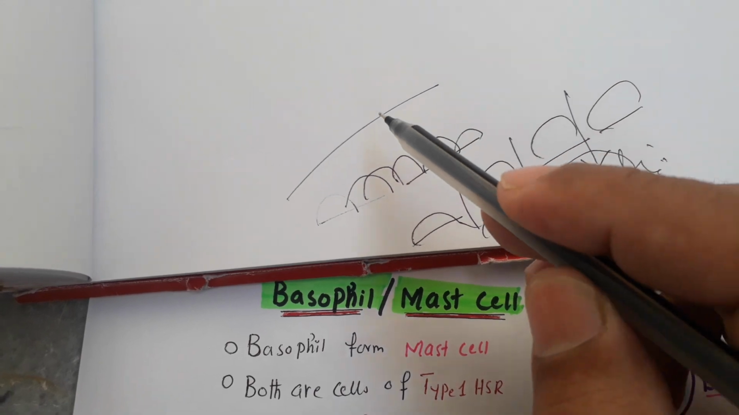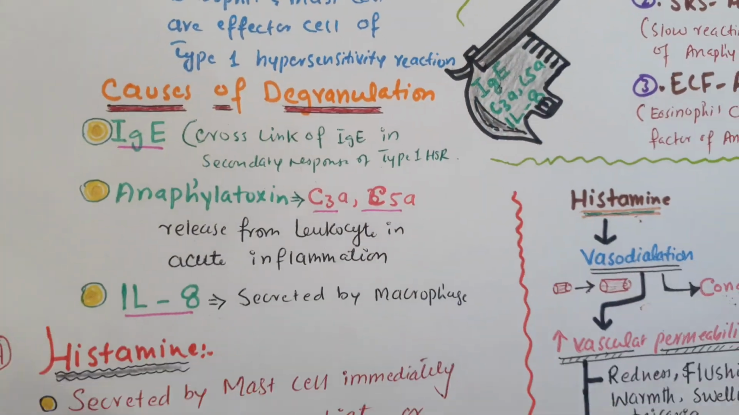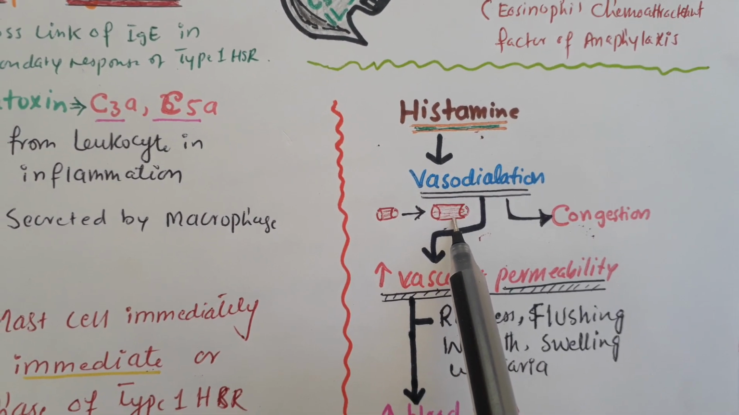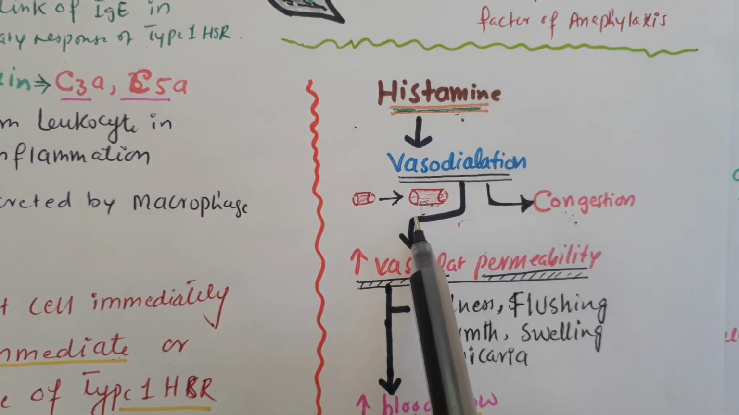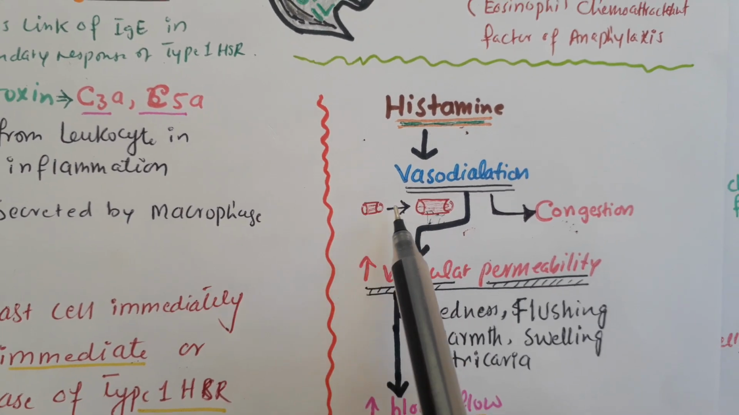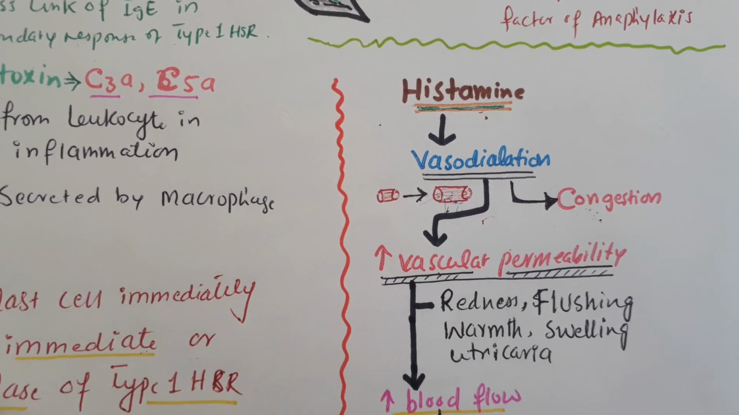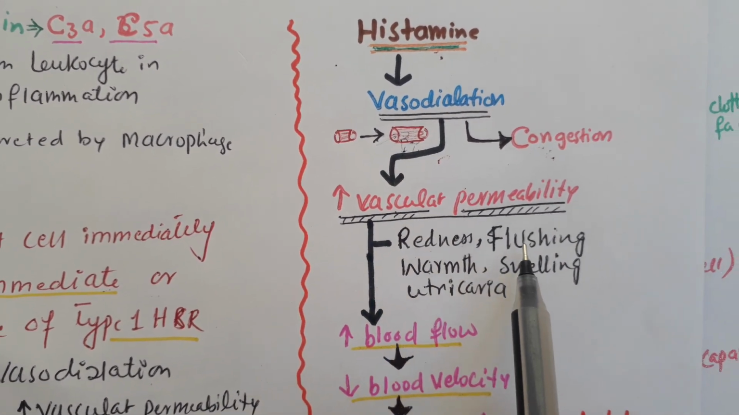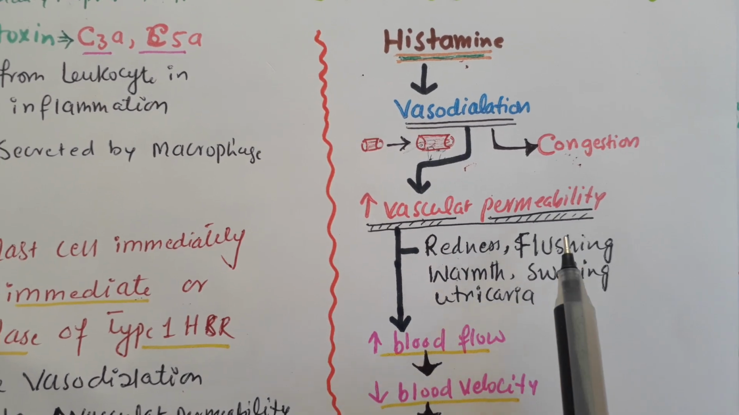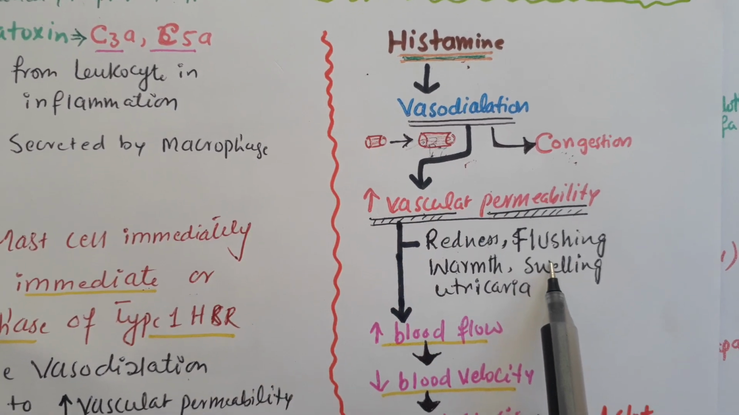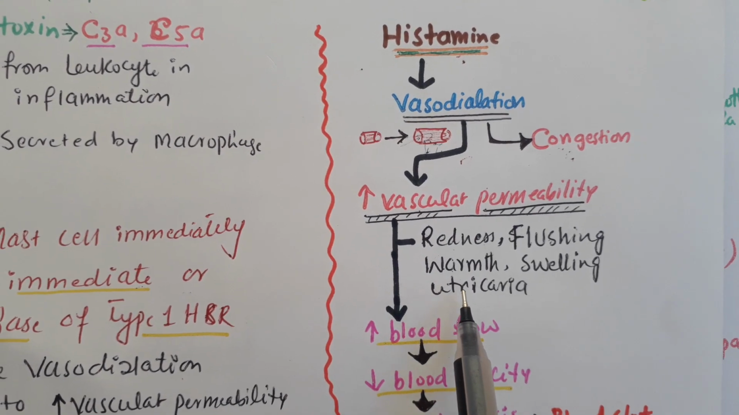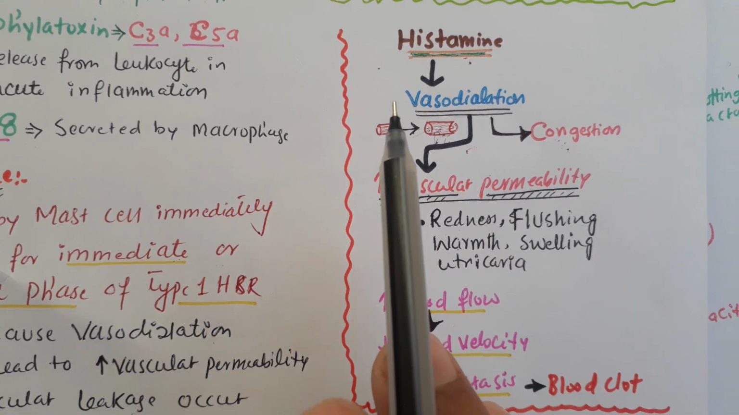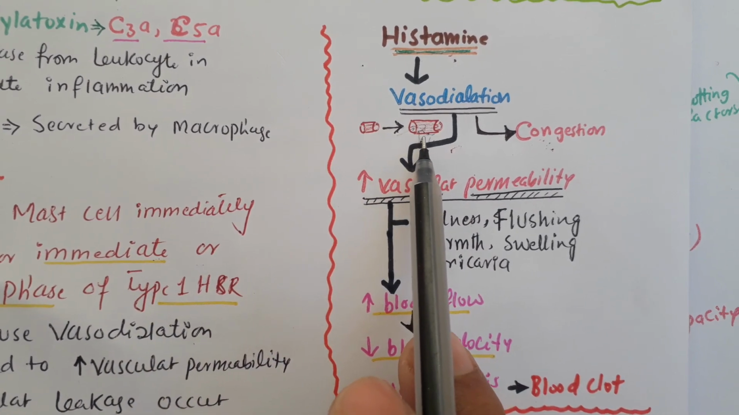Okay, and as we dilate the vessels, like you see here, from this vessel it leads to vasodilation. Because of vasodilation, the space between endothelium will increase, so vascular leakage will occur. Now if I dilate the vessel, the blood flow to this vessel will increase, and as the blood flow increases to this blood vessel, there will be redness, there will be flushing, there will be warmth, and because of vascular leakage, there will be swelling, urticaria, a raised area on the skin. And because of vascular permeability or vasodilation, the blood flow to this vessel will now increase.